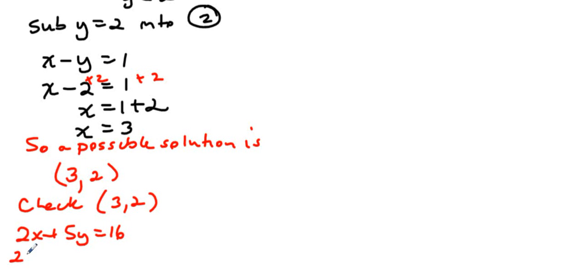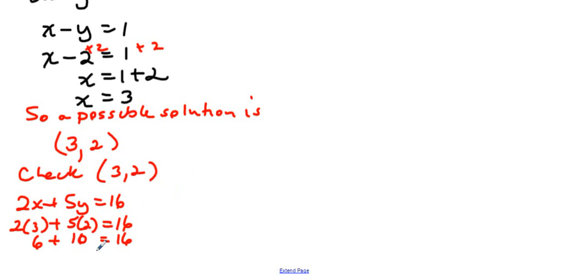Substitute in the 3 for the x, the 2 for the y, and see if left side equals right side. 2 times 3 is 6, 5 times 2 is 10. Looks good. 6 plus 10 is 16. And left side equals right side.